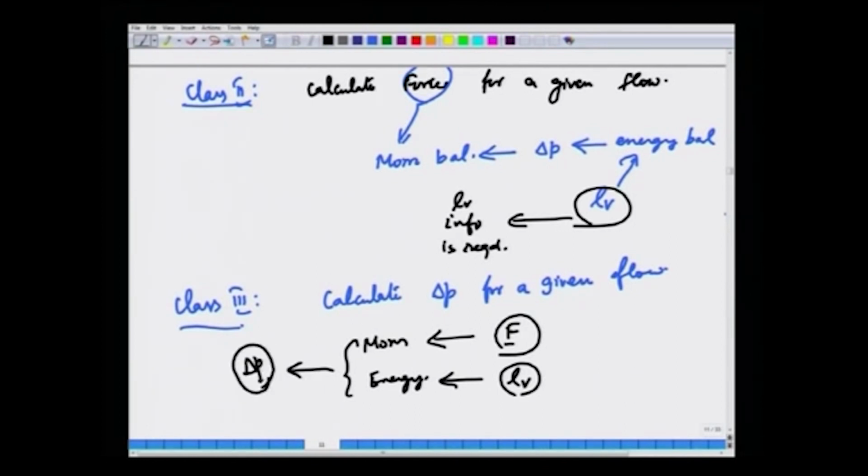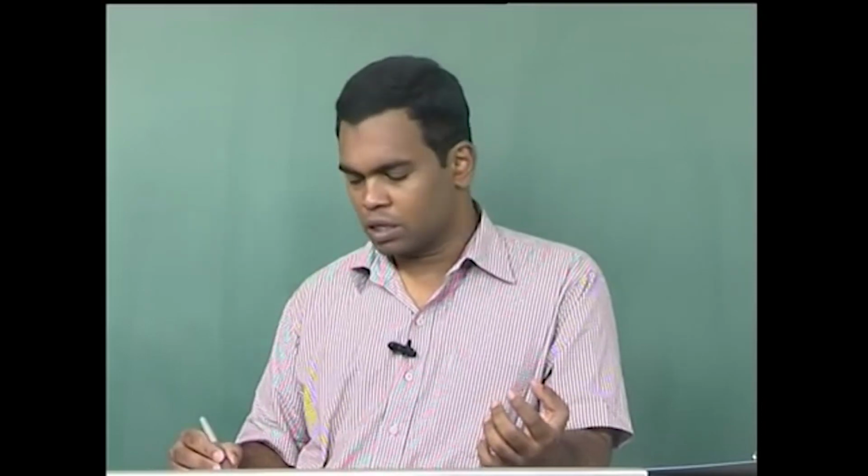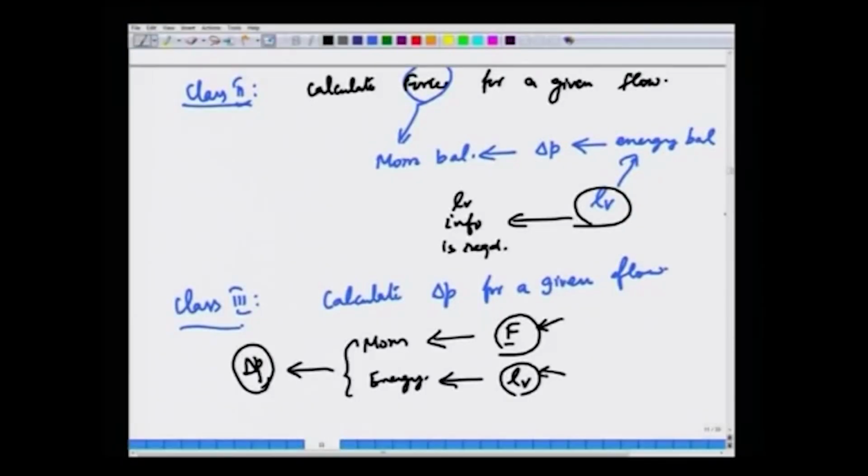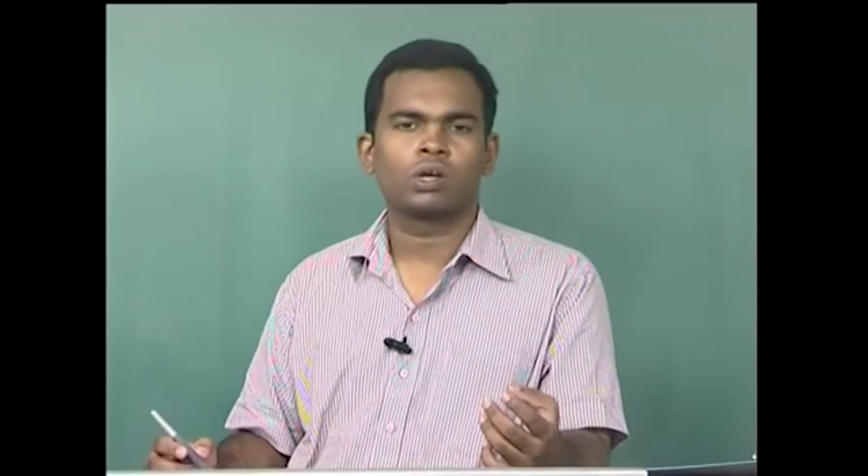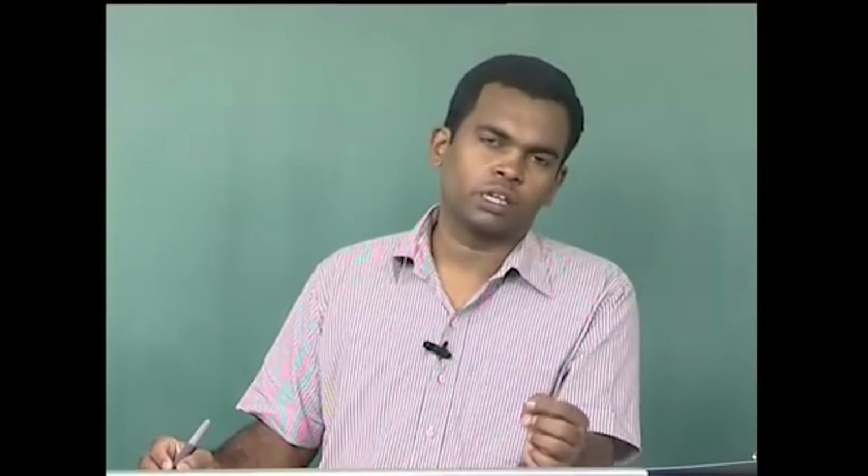The answers may not always be the same, because the knowledge of either forces or losses might itself not be so accurate. So, the resultant answer for delta P in this third class of problems will be different depending on the approach you take, and of course, whichever approximation is more accurate, you will get a better agreement with experimental data.